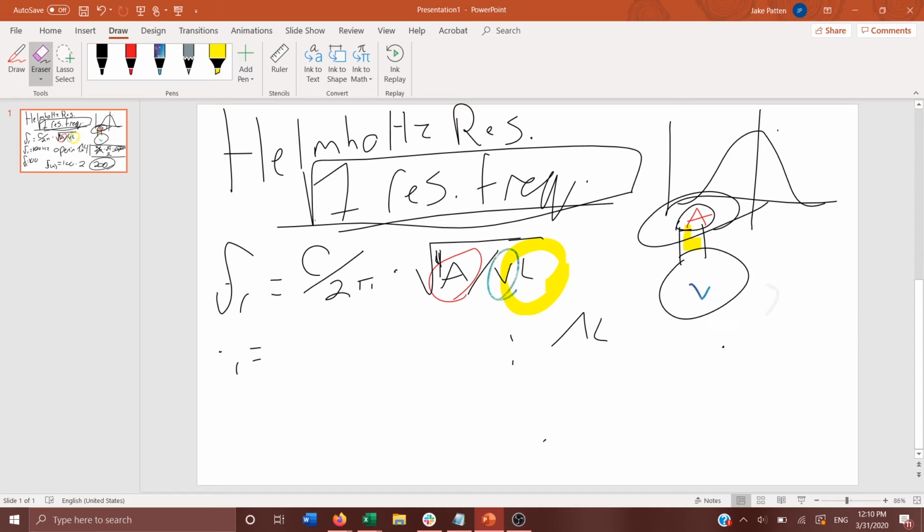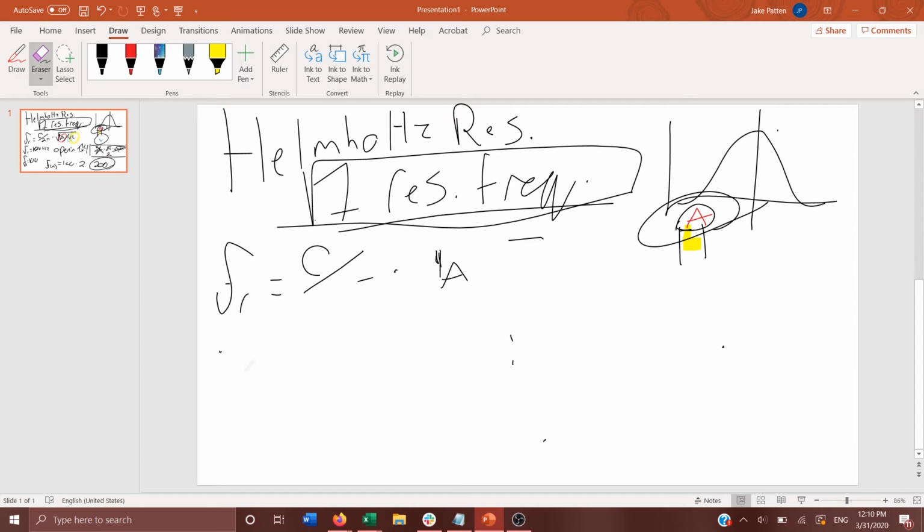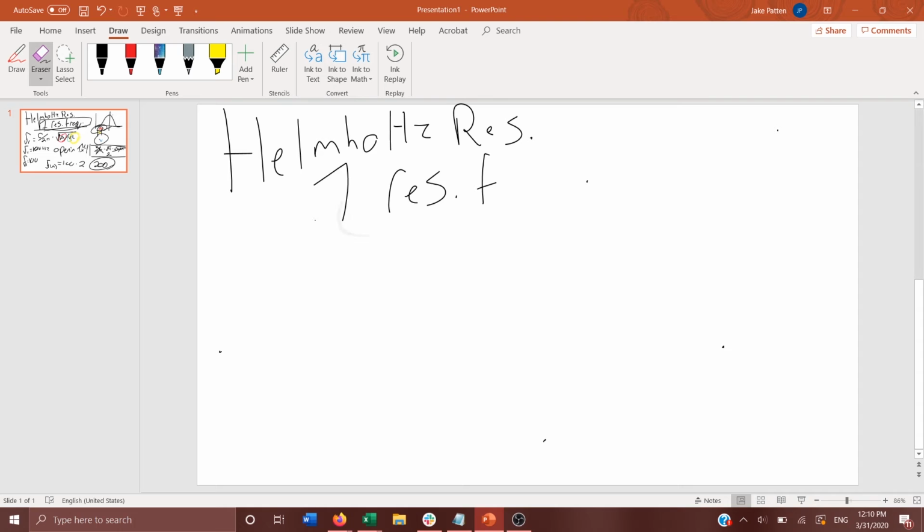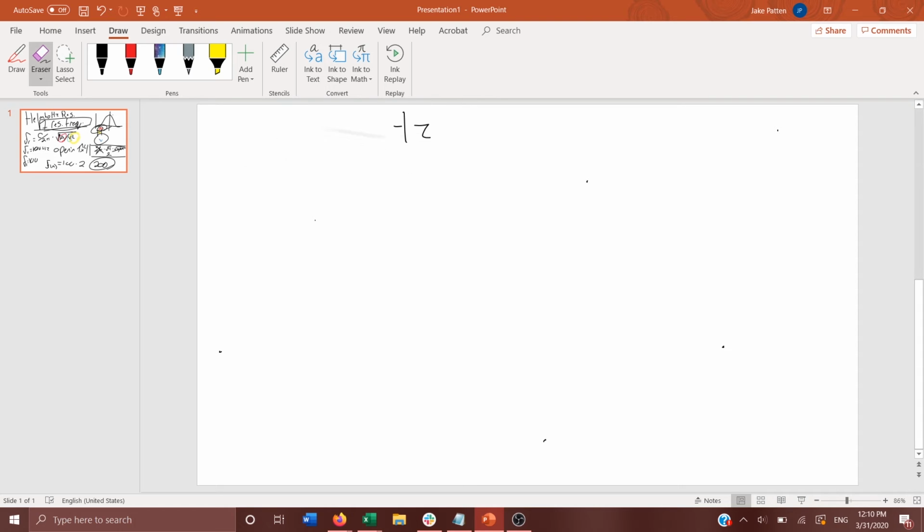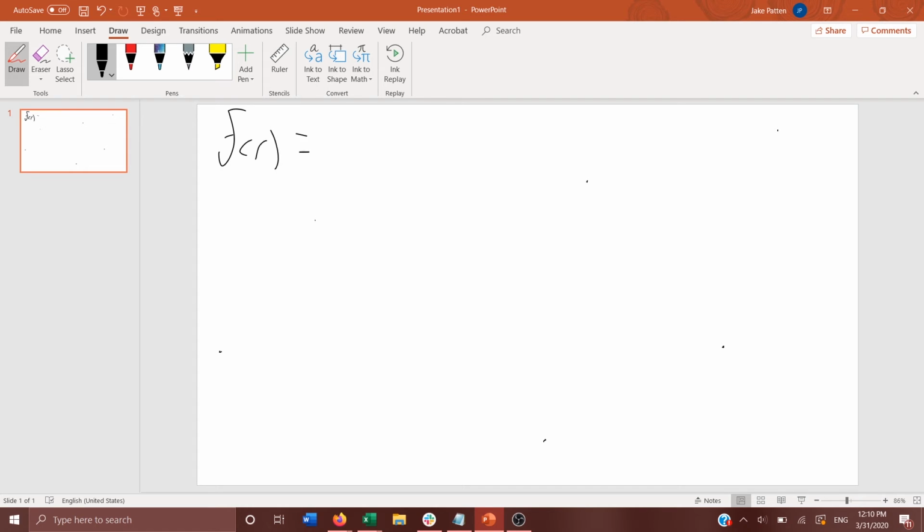I think I have another question that I want to run through with that. This is one type of question. What happens if we just change some things? All right, let's rewrite our equation. Fr equals c over 2 pi multiplied by the square root of A over VL. So I have this question here that I want to run through.